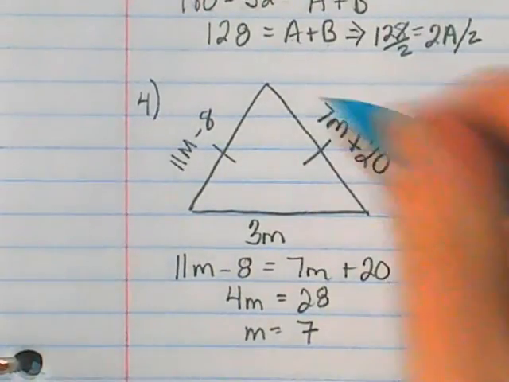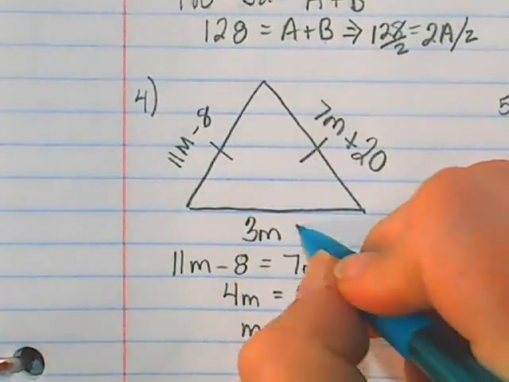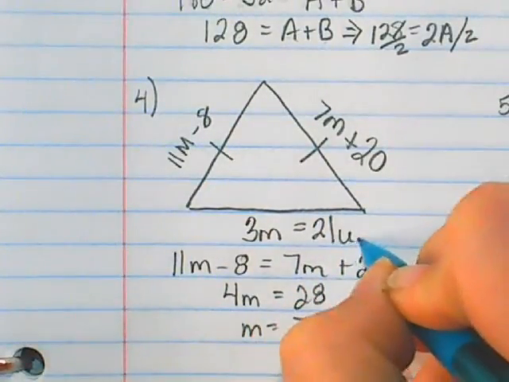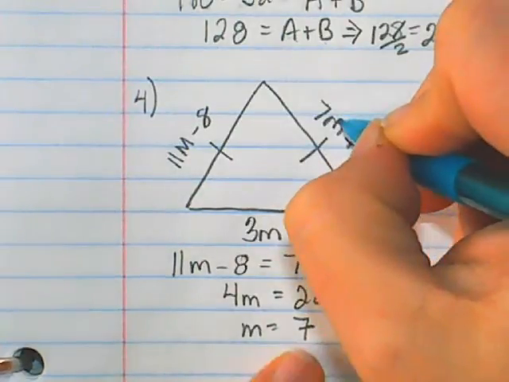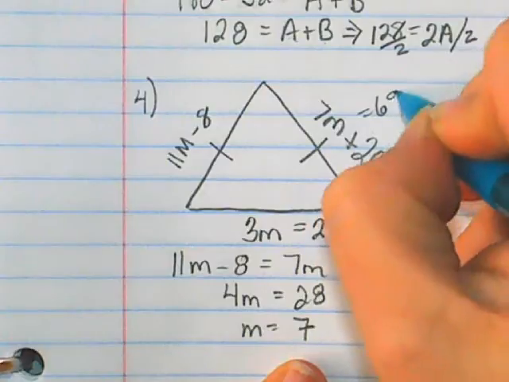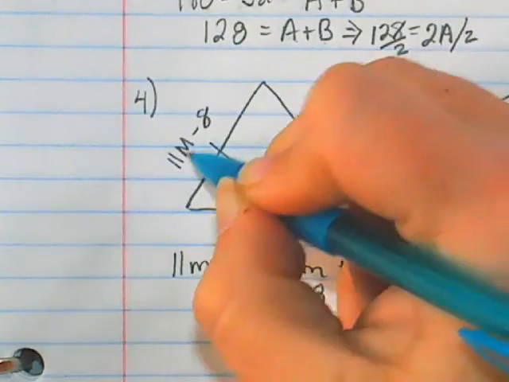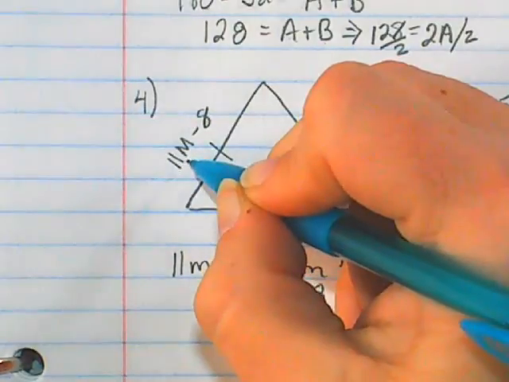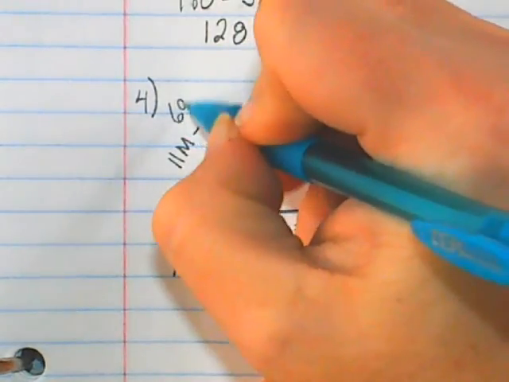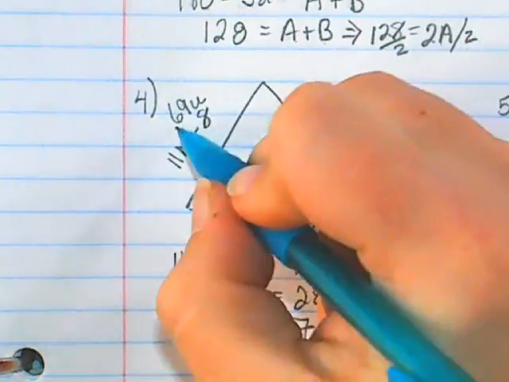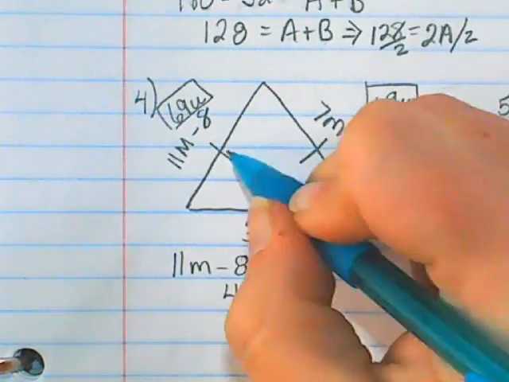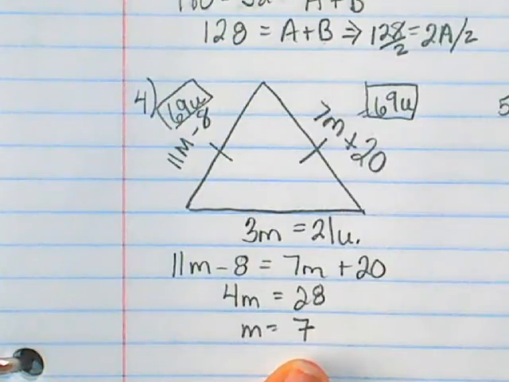Now I could find the length of all three sides. 3 times 7 is 21 units. 7 times 7 is 49, plus 20 is 69 units. 7 times 11 is 77. 77 minus 8 is also 69 units. Notice how these wind up being equal. That's exactly what we want in an isosceles triangle.